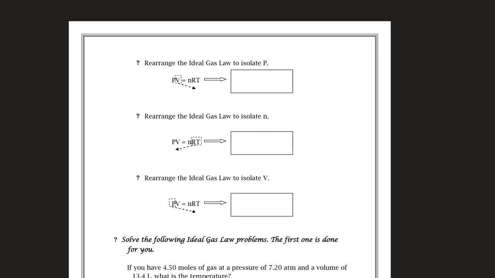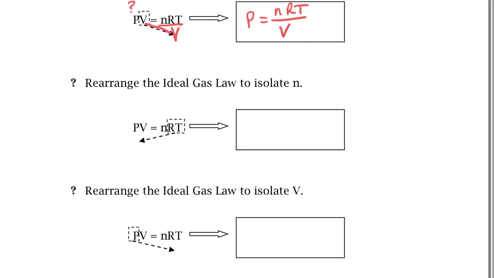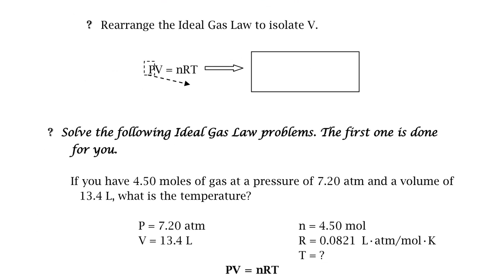Do another one over here. So again, this is my unknown. Anything that's next to it is going to go underneath the rest of the formula. So this becomes P is equal to nRT over V. So you go ahead and isolate the next two.